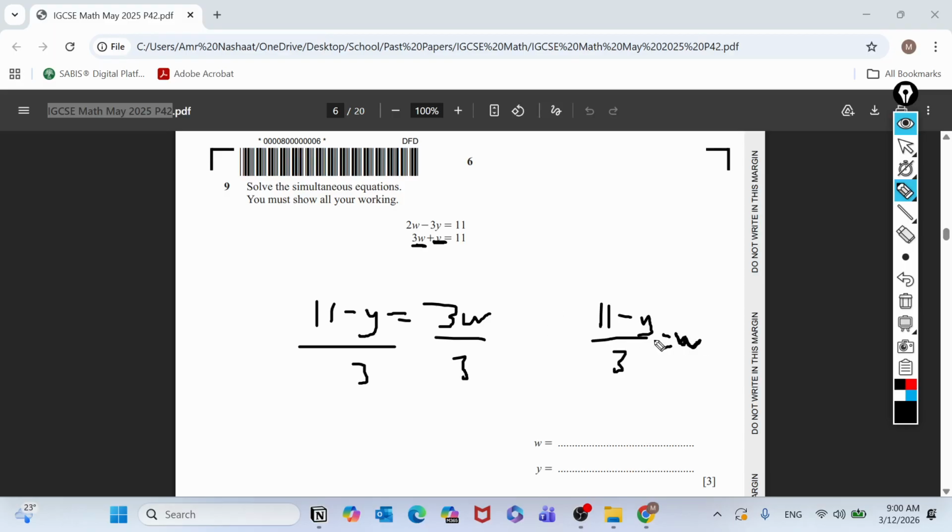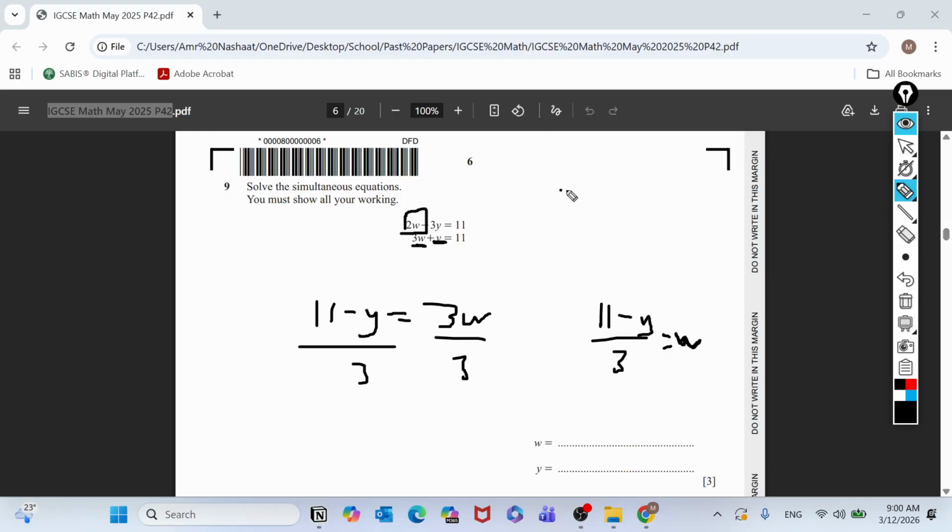So now what do you do? You have w, which is 11 minus y over 3. You just plug it into the other equation. Why not plug it into the same equation? Because then everything is going to cancel out. You're not going to get any number for that.